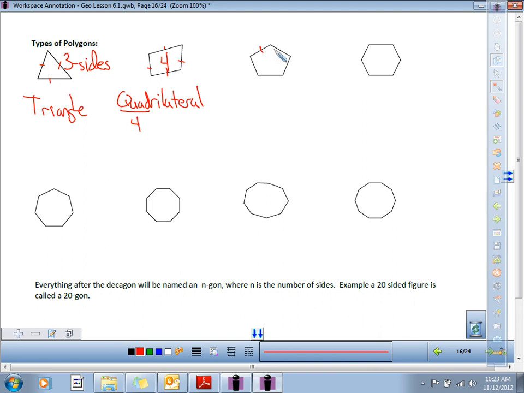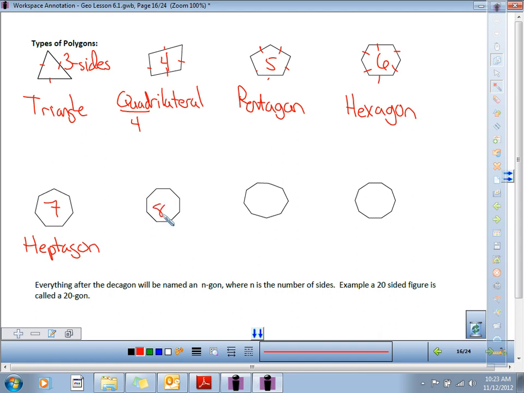Now if we look at this, 1, 2, 3, 4, 5, we have 5 sides. That is called a pentagon. Anytime you hear the word penta, that means 5. A pentathlon means you're competing in 5 track events. 1, 2, 3, 4, 5, 6 sides is a hexagon. 7 sides is a heptagon. This is probably the most confusing. Heptagon. 8 sides, that one's kind of obvious. A lot of people know that as an octagon. It's your stop sign.